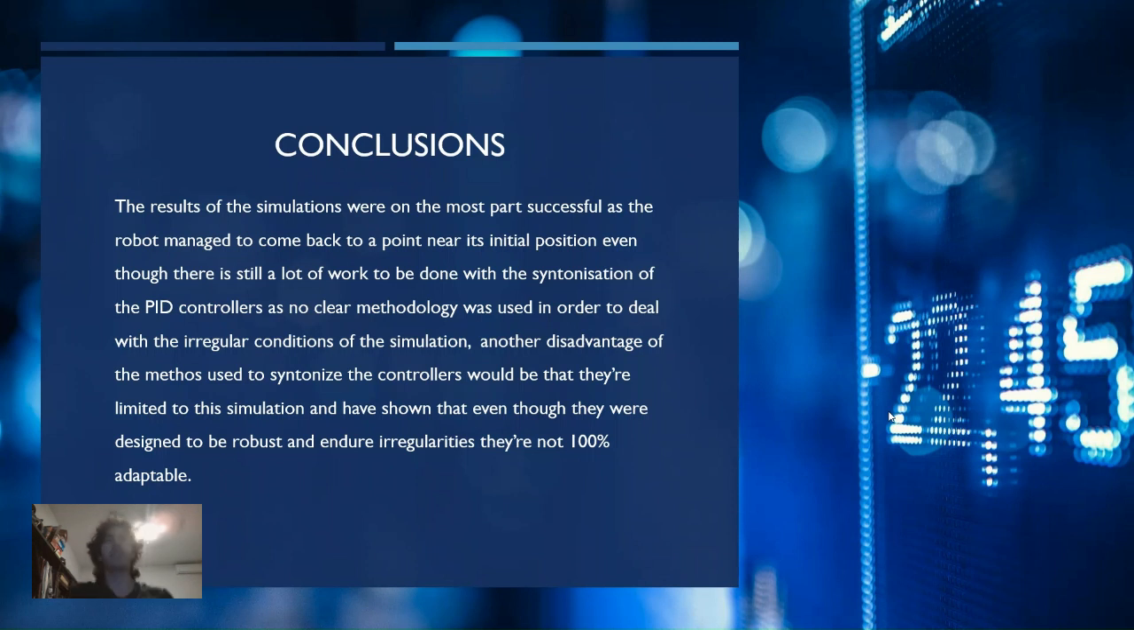So the conclusion of these simulations: the results were for the most part successful, as the robot managed to come back to a point near its initial position, even though there is still a lot of work to be done with the synchronization of the PID controllers, as no clear methodology was used in order to deal with the irregular conditions of the simulation, as most of the values were obtained by trial and error. Another disadvantage of this method used to synchronize the controllers is that they are limited to this simulation and have shown that even though they were designed to be robust and endure irregularities, they are not 100% adaptable and were shown to get the trajectories wrong and give an incorrect end result.